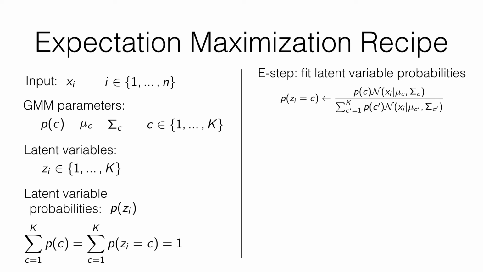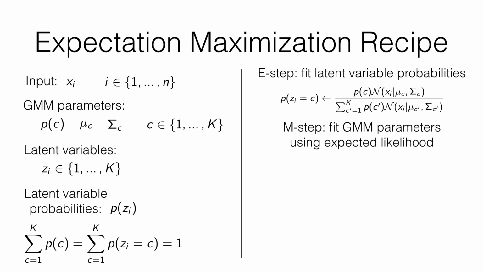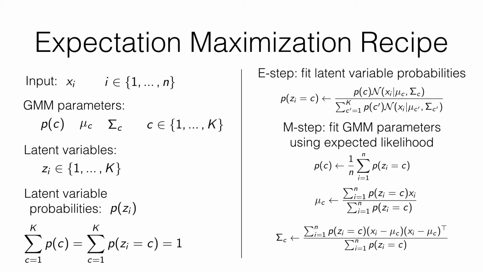And then the second phase, the M step, which is the maximization step, is where we fit the Gaussian mixture model parameters using the expected likelihood. So the update equations are as follows. We update the prior cluster membership probability by just taking the average P of z, the average latent variable probability. We fit the Gaussian mean for each class by taking the weighted average of the points weighted by their cluster membership. And lastly, we fit the covariance in the same way. We weight the difference from the mean by the cluster membership probability. And this is the recipe.